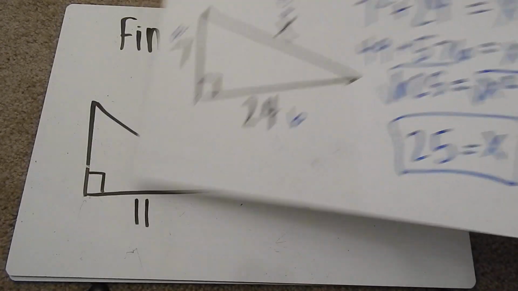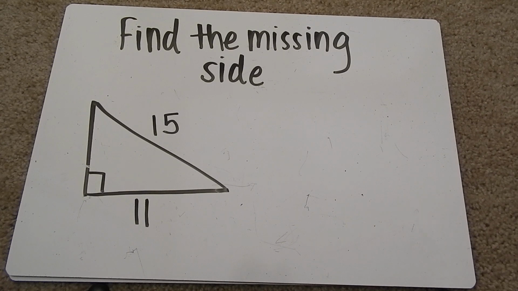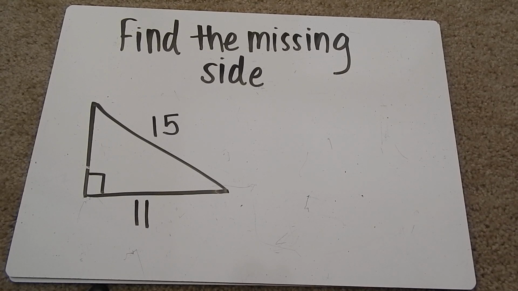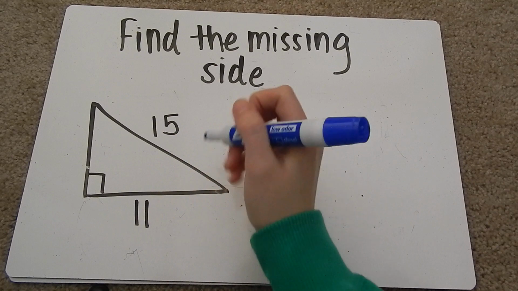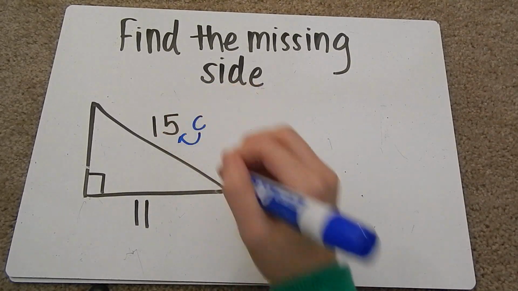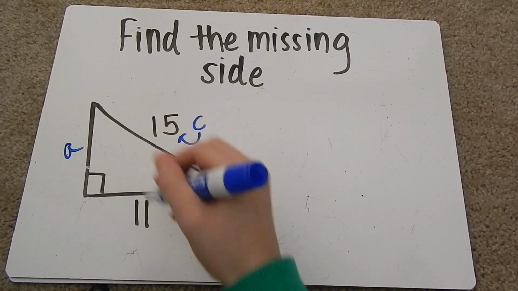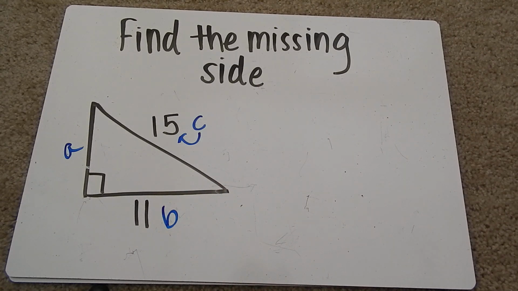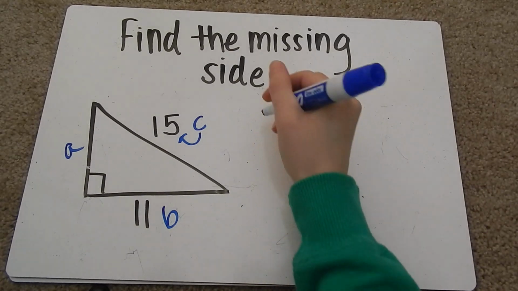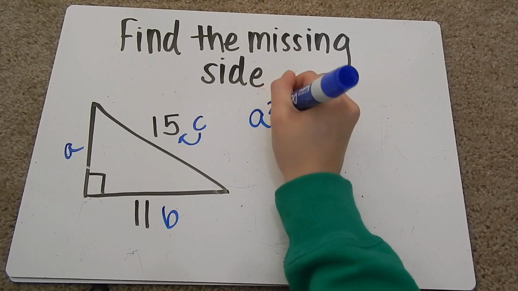Okay, and then a next example. This one states to find the missing side. So again, we want to label our sides A, B, and C. Remember, C always has to be the side across from the right angle, so this is going to be my C. A and B don't matter, so I'll just label them like that. Okay, so since we don't have a variable for our missing side, I'm just going to call it A. You can call it x if you want to, it doesn't matter.